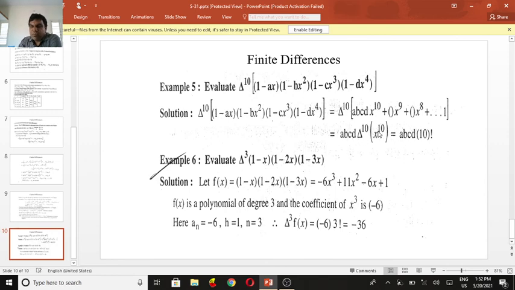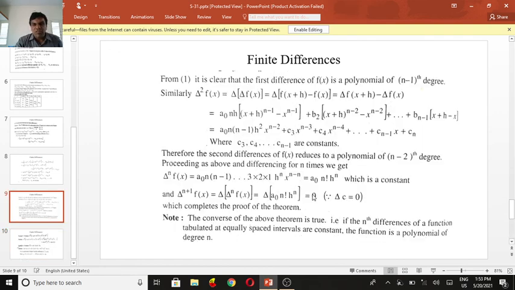We can write the formula simply: h power n, so degree 10, gives n factorial. So x power 10 minus 10 is x power 0, which is 1. Simply abcd, whatever this product is. Instead of abc, you can put any numbers for a, b, c. So del power 10 of abcd x power 10 is given by the formula a naught, n factorial, h power n.